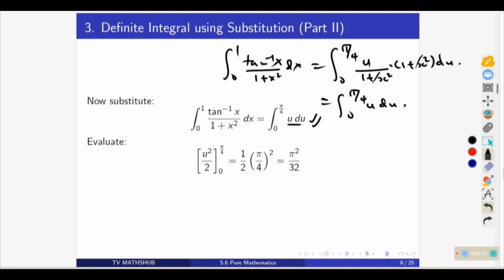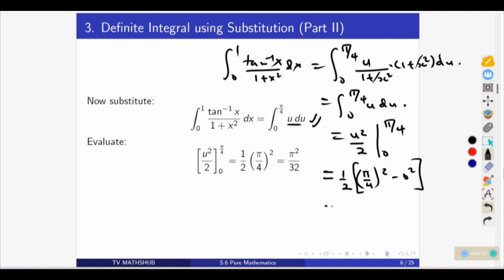For that, integrate u with respect to u, and this will give us u squared divided by 2, with limits from 0 to pi by 4. Substitute your limits, and you will have a half into pi by 4 squared minus 0 squared. This gives us a half times pi squared upon 16, and this will be pi squared upon 32. And this is the required answer.